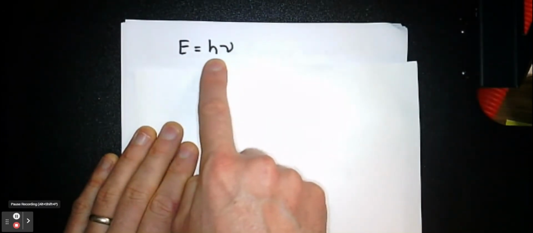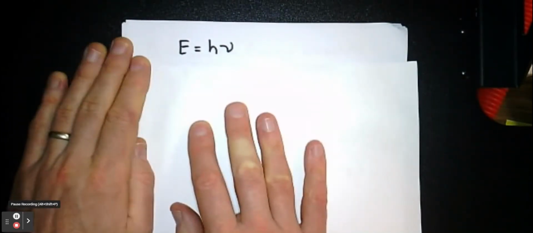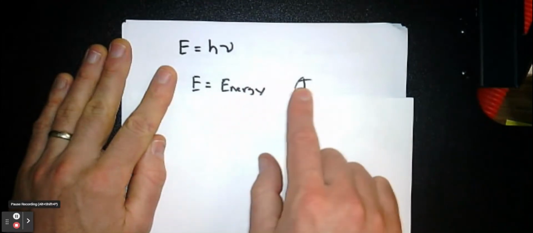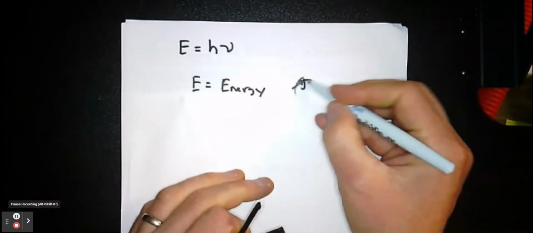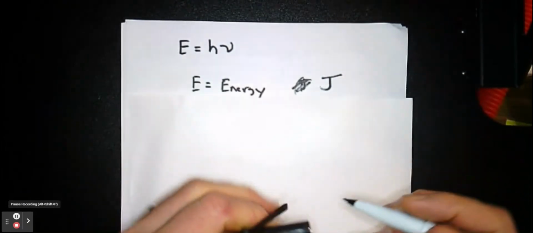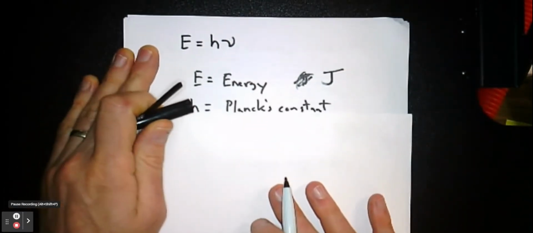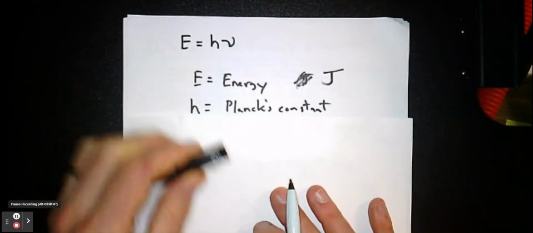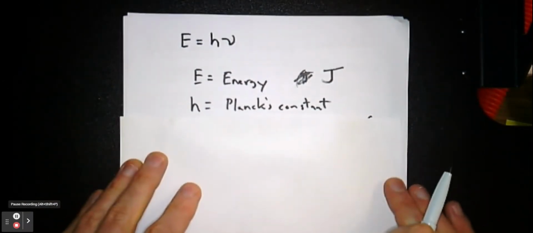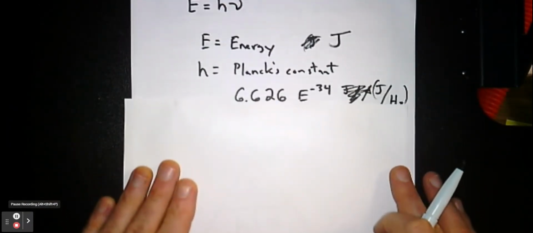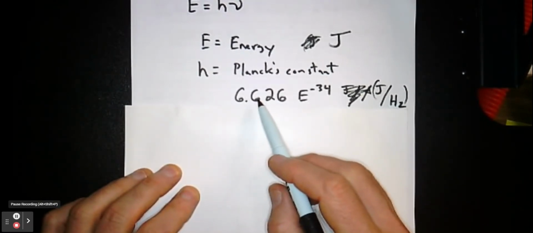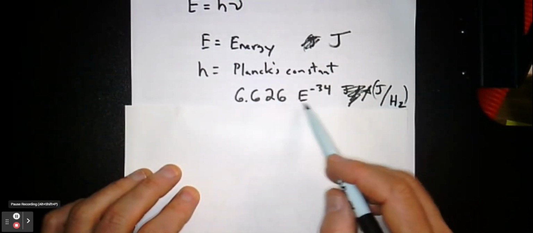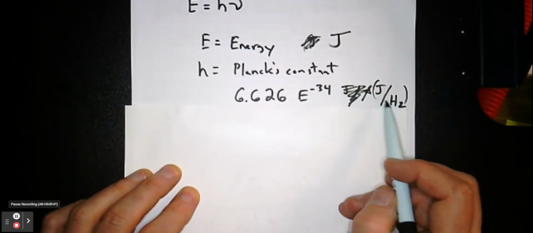Here's our equation: energy equals Planck's constant times nu. E stands for energy, and its unit is J, for joules. h is Planck's constant. It's something that's never going to change. It's a proportionality constant, and here's what it is: 6.626 e to the negative 34 joules per hertz.